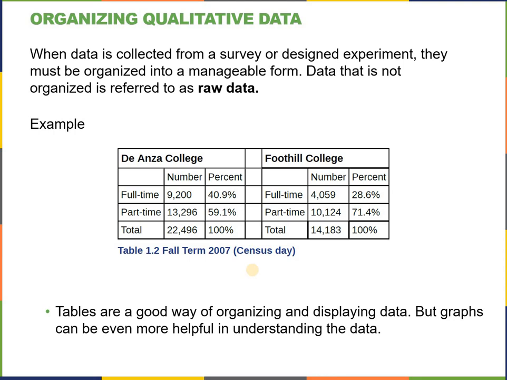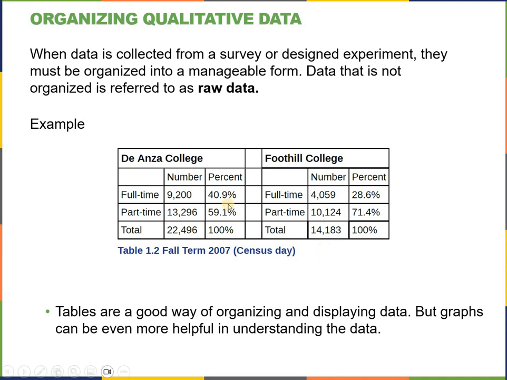When data is collected from a survey or designed experiment, they must be organized into a manageable form. Data that is not organized is referred to as raw data. So when we say raw data, that means data that is not organized. We just asked our individuals, or we observed our individuals, and we collected some data and we have it raw. We did not organize it in tables. We did not do anything with that.